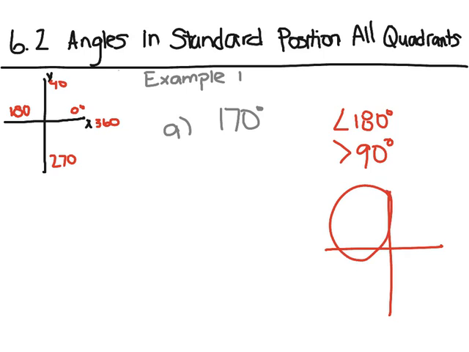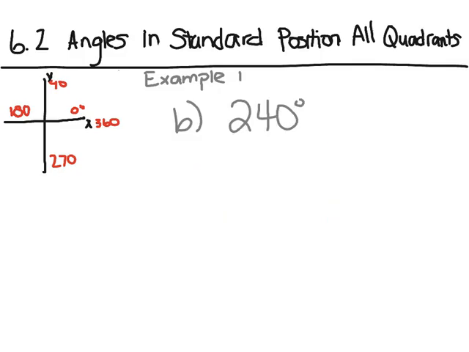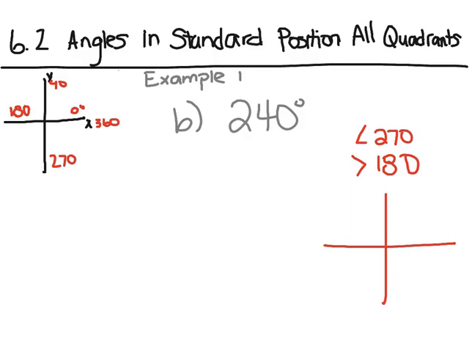So our angle is going to go in here somewhere. To find the angle, we're going up from 180. So take 180 degrees, subtract 170 degrees. So we know our reference angle right here is 10 degrees. For 240 degrees, we know that this angle is less than 270, but greater than 180. So on our graph, it's going to have to lie in quadrant 3 somewhere.